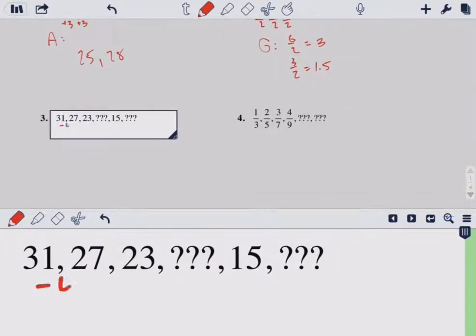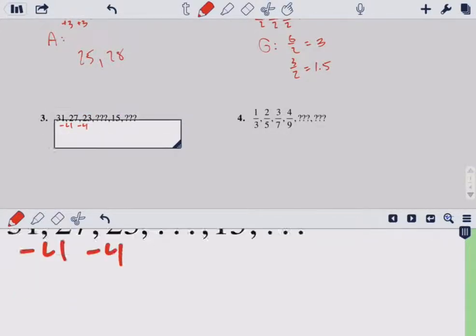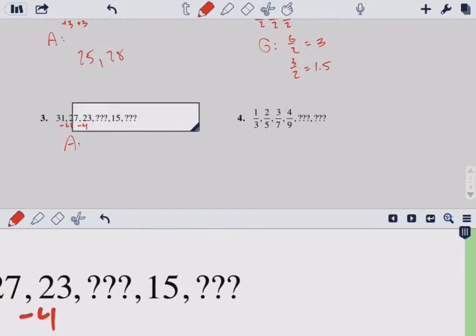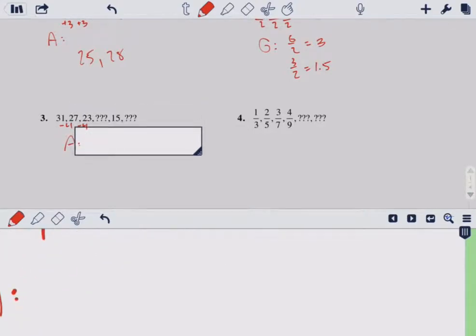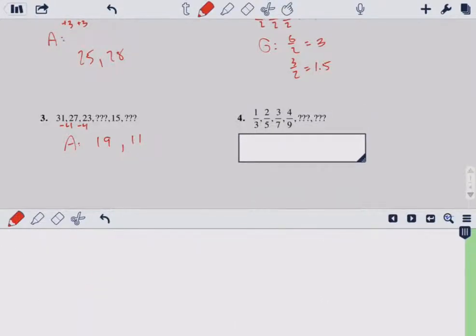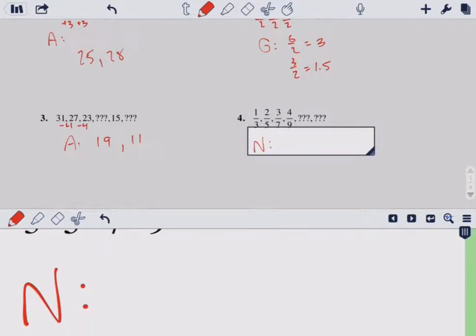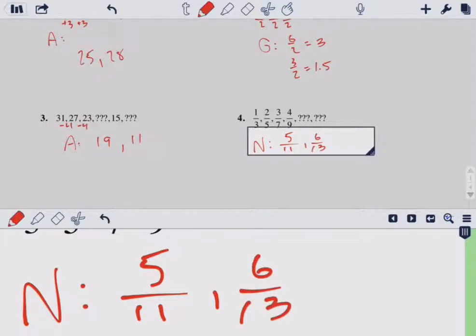Here, it looks like that's subtracting 4 each time, so that makes it arithmetic, and that makes this term 19, and then the term after it is 11. Here, neither arithmetic or geometric, an easy pattern. The top is just increasing, the bottom is the odd numbers that are increasing. So we have those two.